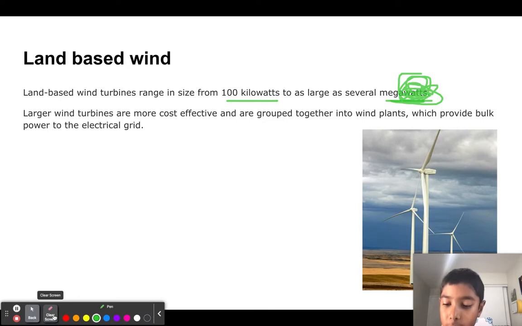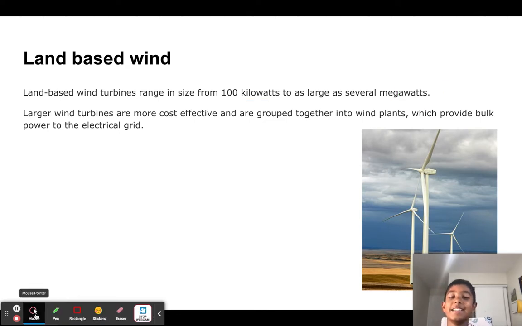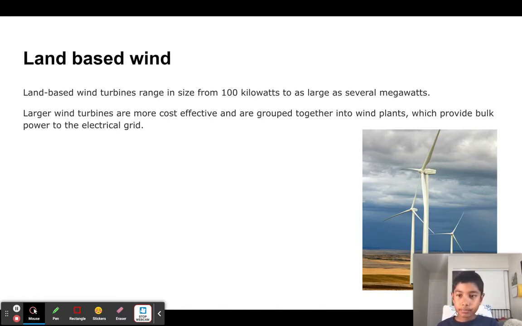Megawatts always produce more electricity. Larger wind turbines are more cost effective and are grouped together in wind plants, which provide bulk power to the electrical grid. You can call it a wind plant or a wind farm. They're basically the same. So that's land-based wind.